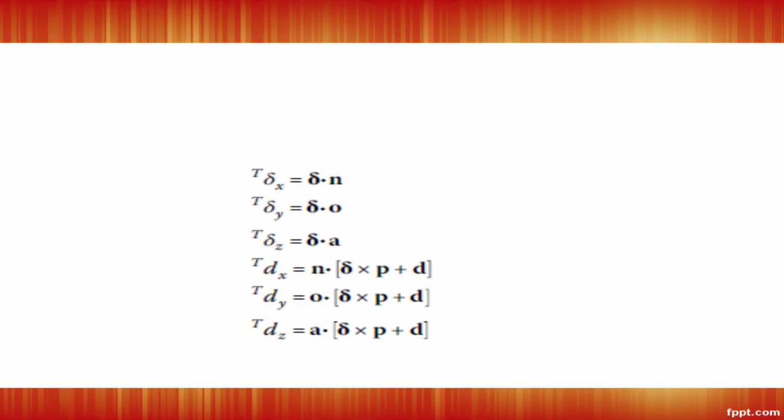That is, delta x transpose equal to delta dot n, delta y transpose equal to delta dot o, delta z transpose equal to delta dot a, that is the component acting along the xyz axes. This dx transpose is n into that matrix, that is the turning effect due to the frame. So what is the turning effect? Torque, that is the turning effect of that frame, and that way we have to summarize the matrix.